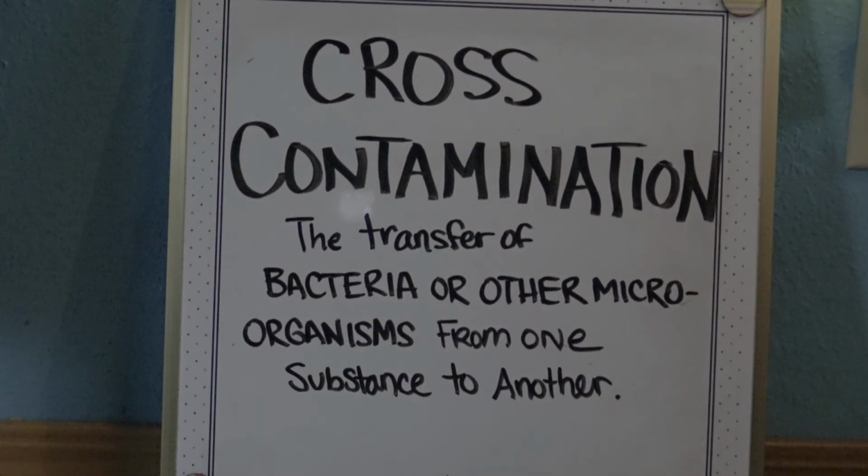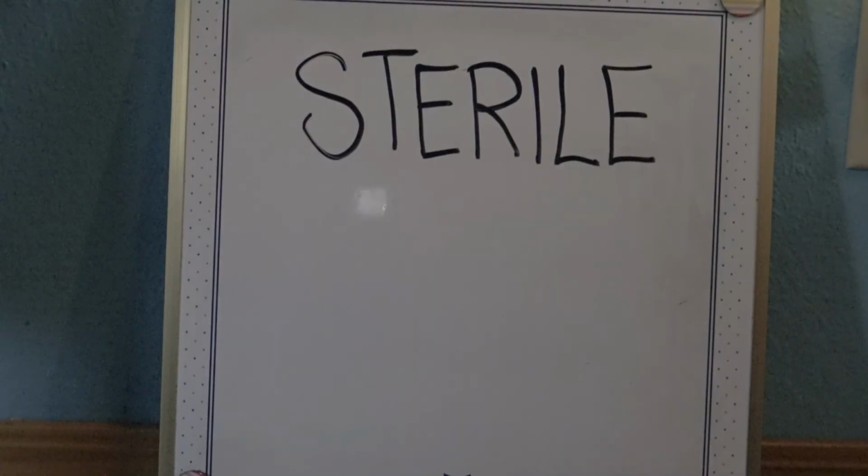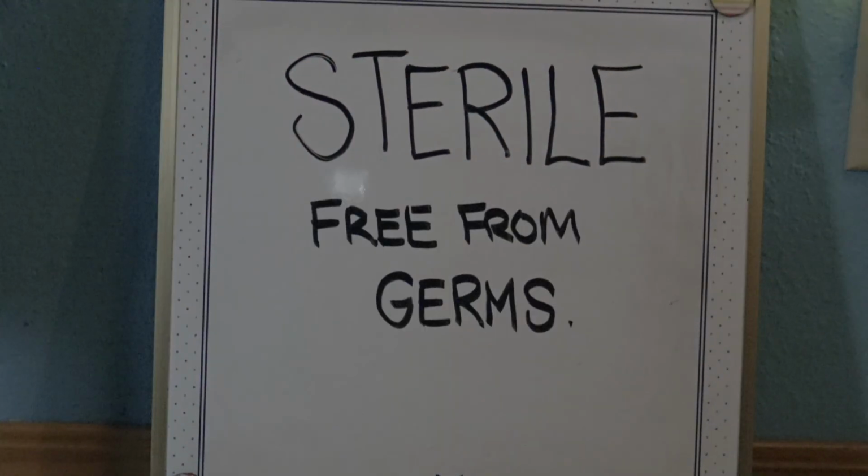Cross-contamination is the transfer of bacteria or other microorganisms from one substance to another. Sterile is free from all live bacteria or other microorganisms and their spores. So sterile is ultimate cleanliness.